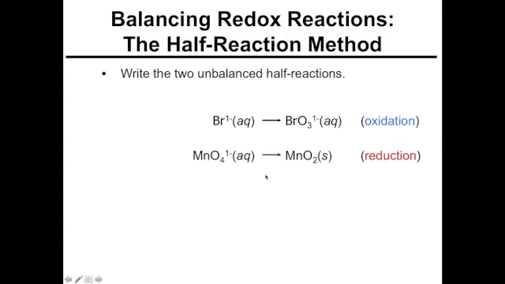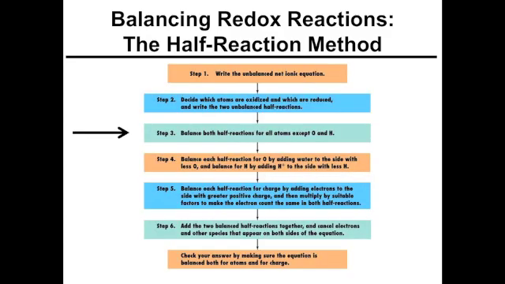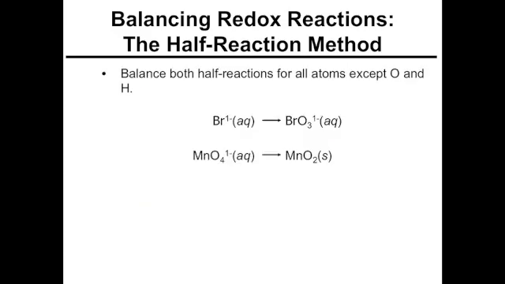Step 3, we balance both half reactions for everything except oxygen and hydrogen. So if I look at the bromines, I have one bromine here, one bromine on the product side. That's balanced. The manganese in the other half reaction, we have one on the reactant side, one on the product side. So our manganese are also balanced. So that's already done. We don't have to add any coefficients.